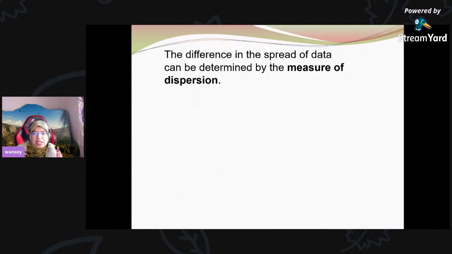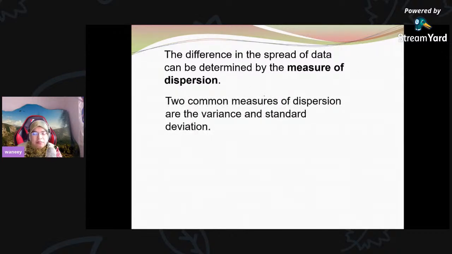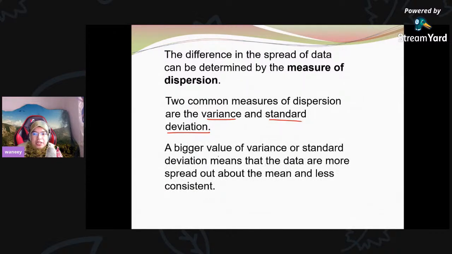Okay, so the difference in the spread of data can be determined by the measure of dispersion. So you can actually calculate them. Two common measures of dispersion are the variance and standard deviation. If we're referring to set A and set B, the value of the variance for set A is definitely smaller compared to the value for set B. A bigger value of variance or standard deviation means that the data are more spread out about the mean and less consistent. That is why I say that the variance for set B is larger compared to set A.